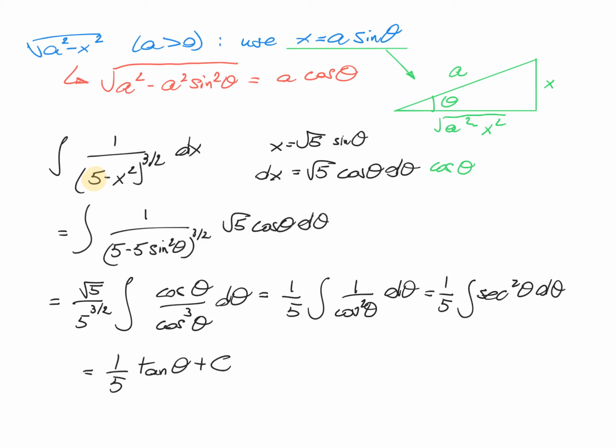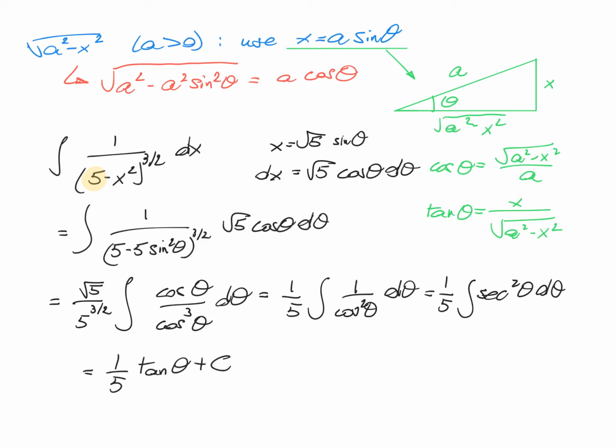So cosine of theta is the adjacent divided by the hypotenuse. So it's the root of a squared minus x squared divided by a. The tangent of theta, this is just the opposite divided by the adjacent. So x divided by this root.